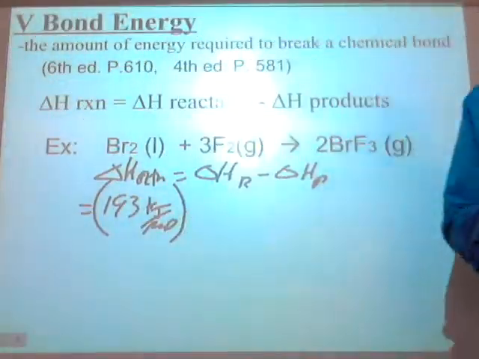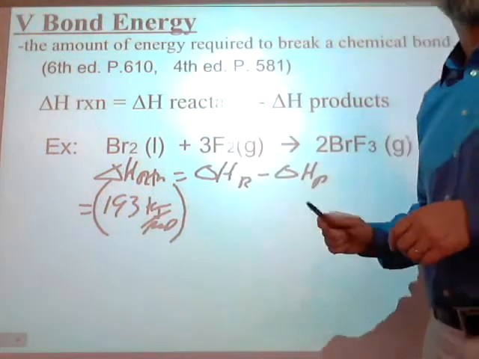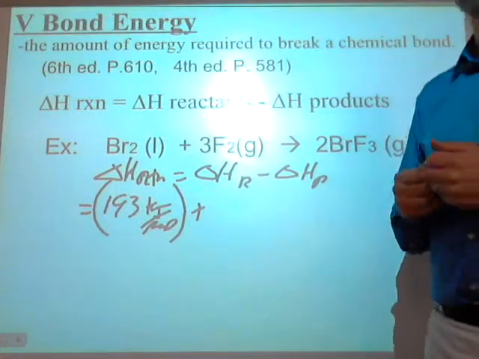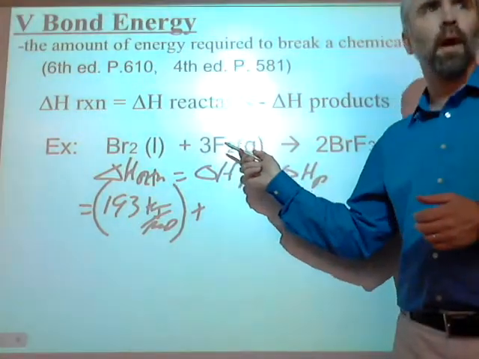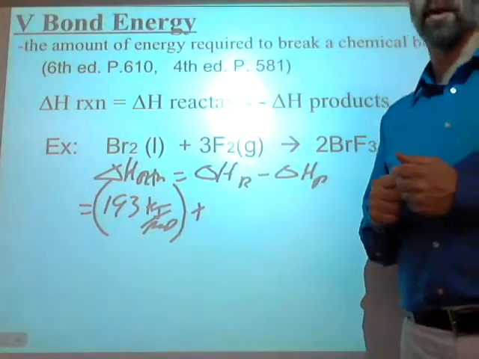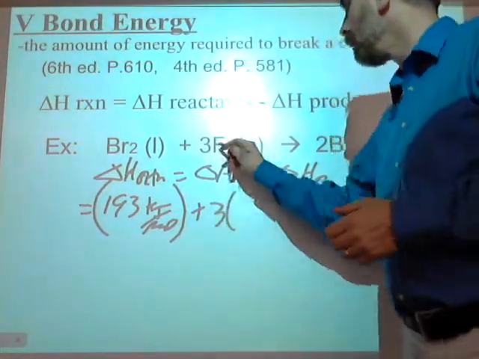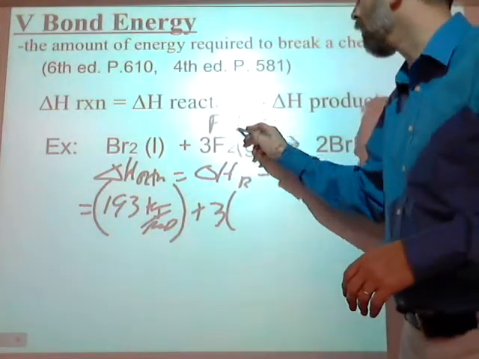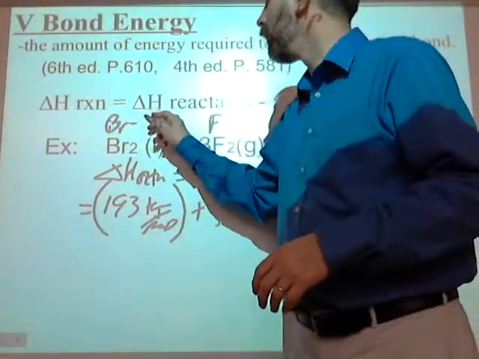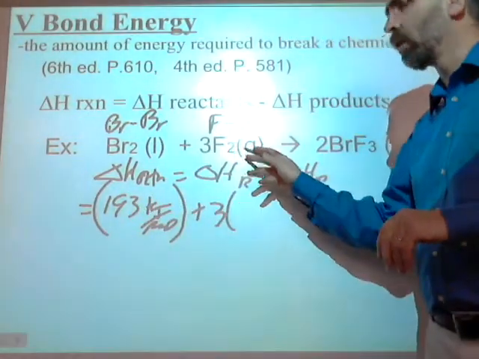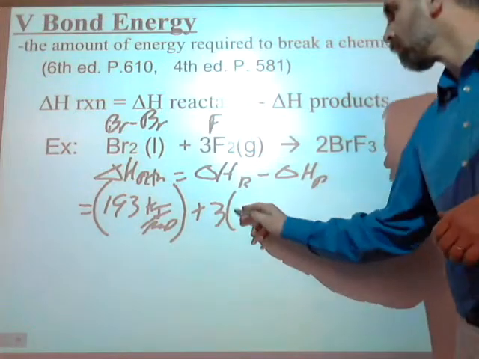It's also a reactant, this one right here. So I have plus. What do I have to do? How many fluorine bonds are there here? Not 6, 3. 3 times the fluorine bond. If I were to draw it out, it would look like this: F F. The bromine bond would be Br Br. Something weird is going to happen in the next one. You'll see. So 3 times what's fluorine's? 155.